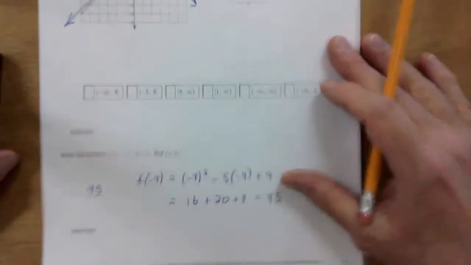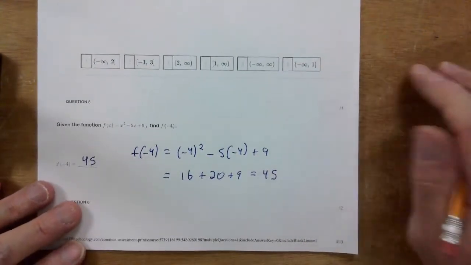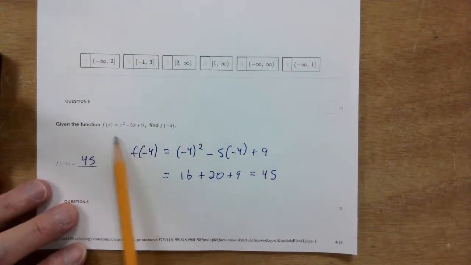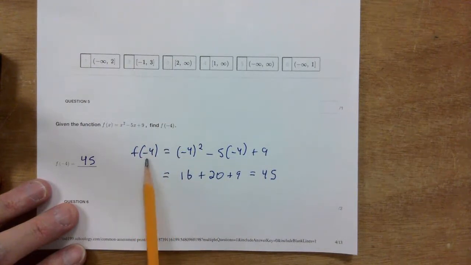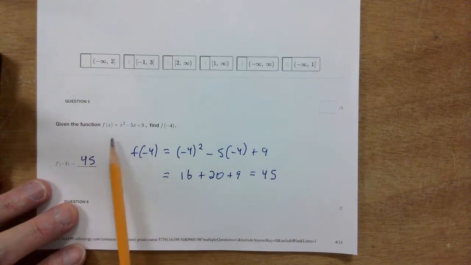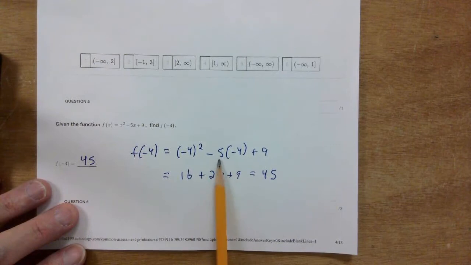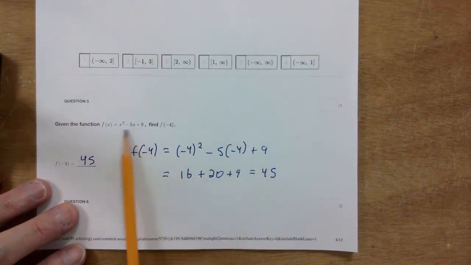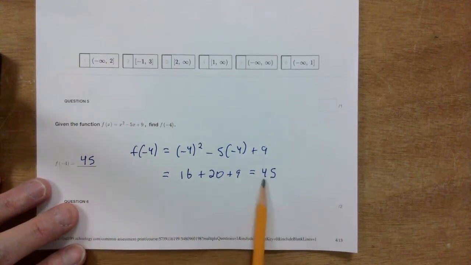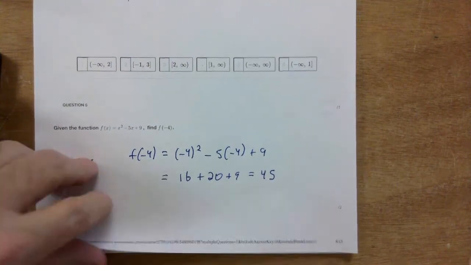All right, number 5 will definitely be on the test. Something like that, guys, where you're going to get a quadratic. You have to plug in a number for x. Again, what is f of -4? What does that mean? That means put -4 where the x is. So -4 squared minus 5 times x, which is -4, plus 9. That's what this says right here. I'm going to calculate it out. I got 45.